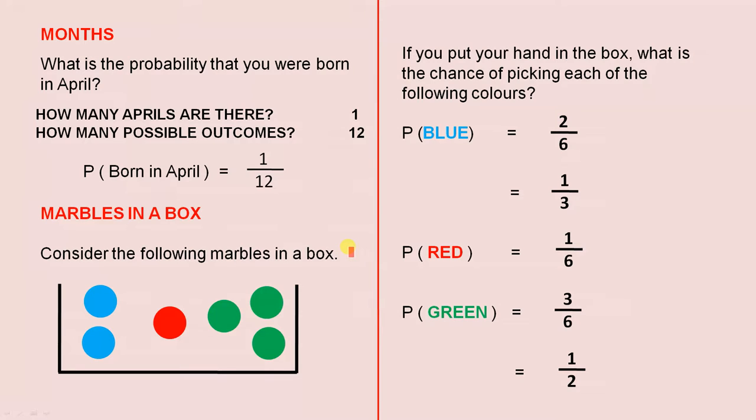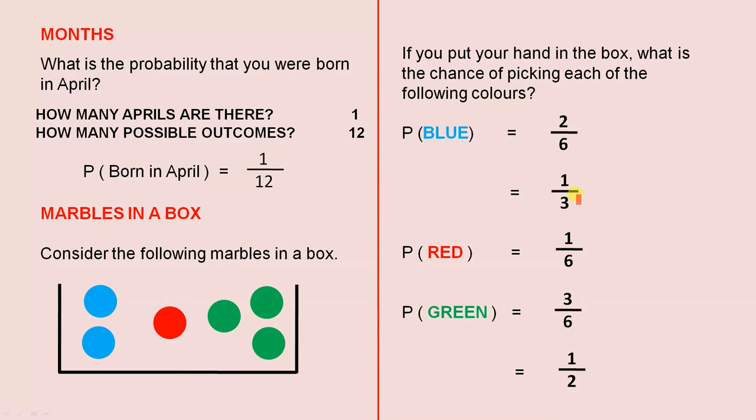Let's look at marbles in a box. This is an interesting example. Consider the following marbles in a box. 2 blue, 1 red and 3 green. 6 altogether. If you put your hand in the box, what is the chance of picking each of the following colours? The probability that you pick a blue is 2 over 6, because there are 2 blues, 6 possible colours, 6 altogether. Okay, 6 marbles.